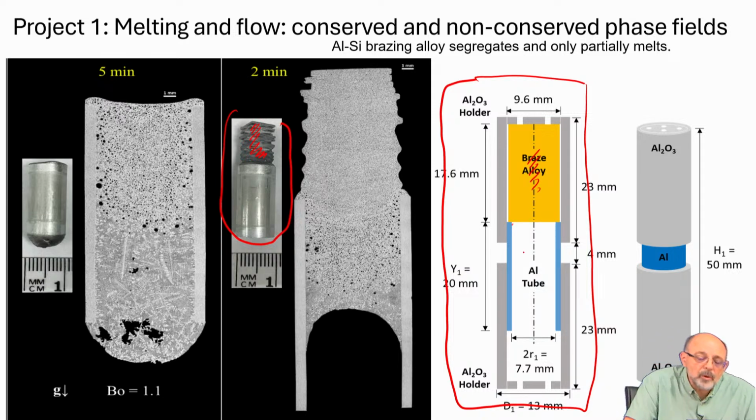So when you start melting, as this melts, on Earth you have gravity, but in space you only have capillary forces, which will pull this. This brazing alloy does not want to be in contact with alumina, it doesn't wet alumina, but it does wet aluminum or aluminium.